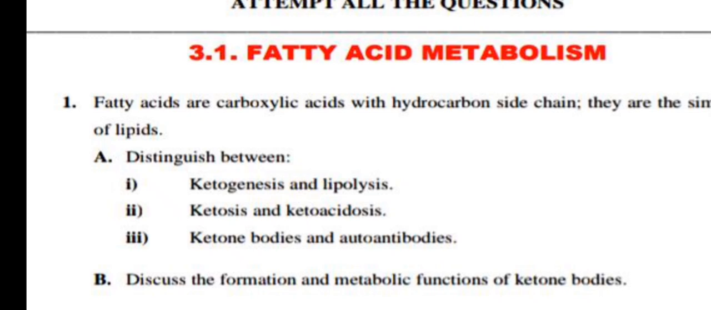So I'll just define the two, then I'm going to make a distinguishing statement at the end. Let's start with ketogenesis. Ketogenesis is a biological process that takes place in the liver and involves the production of ketone bodies or ketones. That is the definition of ketogenesis.